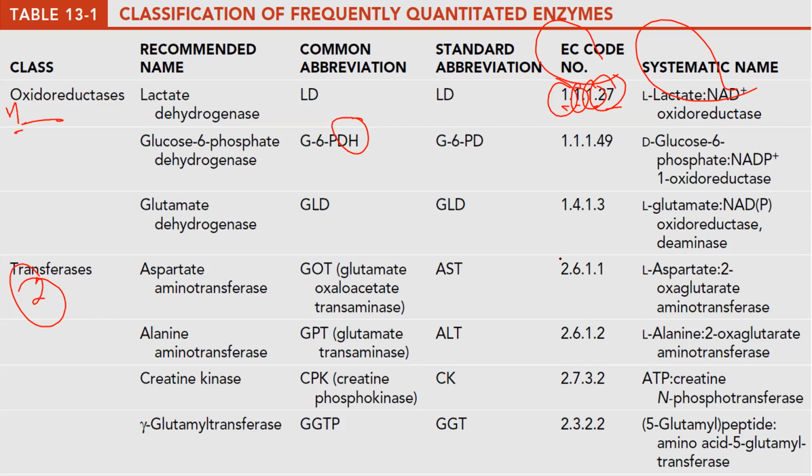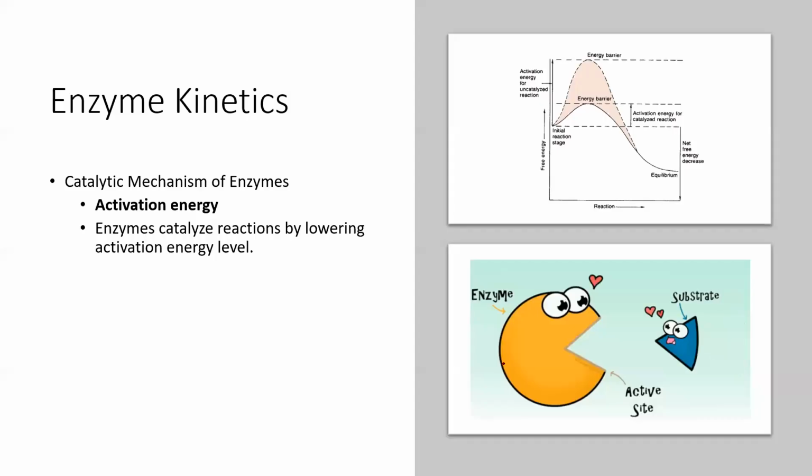And if you notice here, all the EC codes start with number 2, which means that it is a transferase. No? 1 is oxidoreductase, 2 is transferases, 3 is hydrolases, 4 is lyases, 5 is isomerases, and 6, we have your ligases. Okay? So I will not include everything here, just browse your book and have a copy there. Now, how about enzyme kinetics?